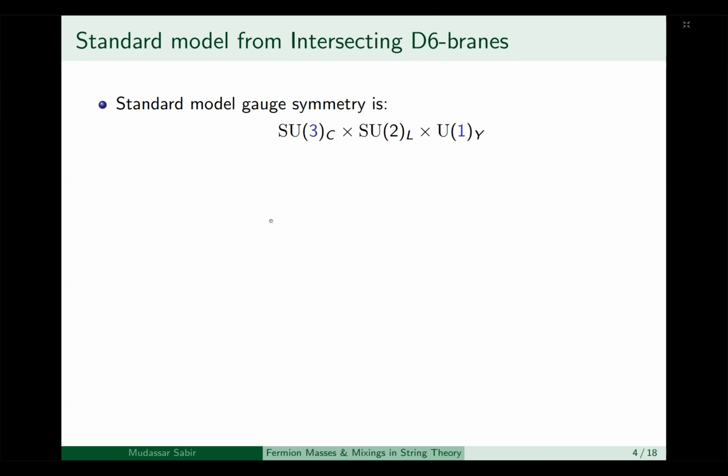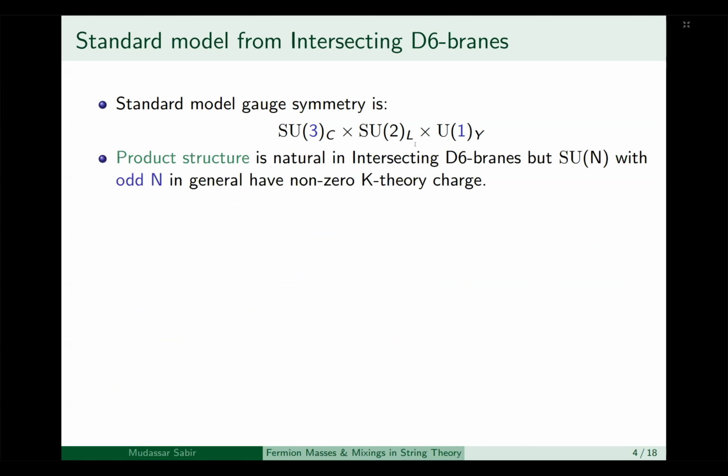We know that the standard model gauge symmetry is SU3 times SU2 times U1, but as you see, there is a 3 and a 1, which are the odd factors. We need an odd number of D branes to construct these groups, SU3 and U1. Now the product structure arises naturally in intersecting D6 branes, but SU(N) with odd N in general has non-zero torsion charges, which are K theory charges, and they are difficult to cancel.